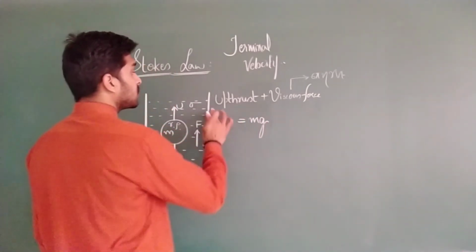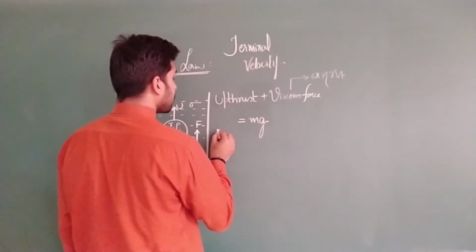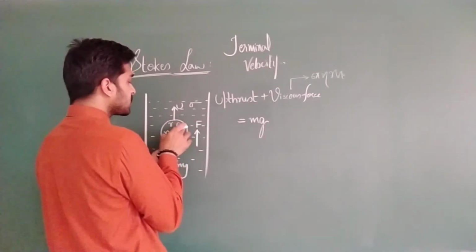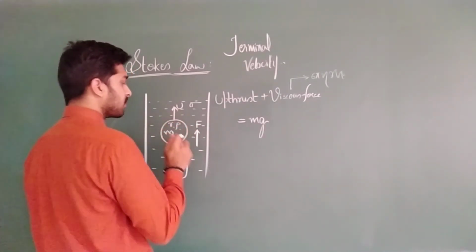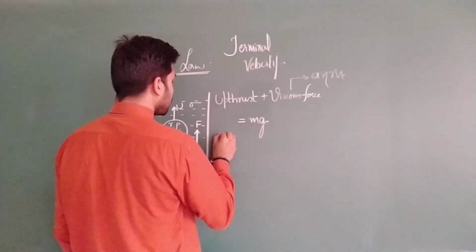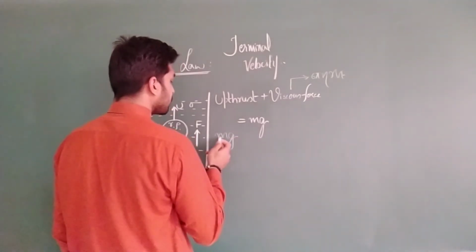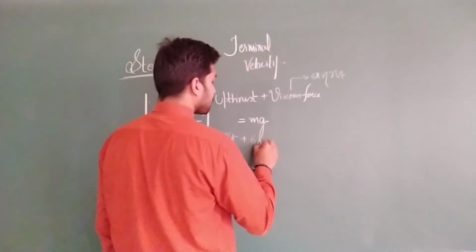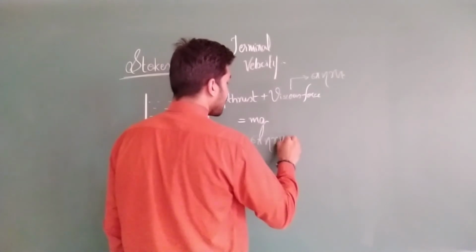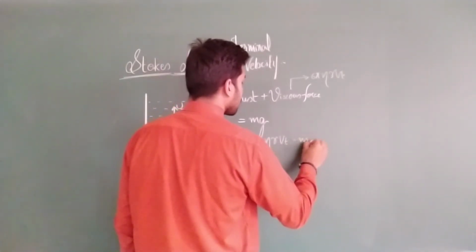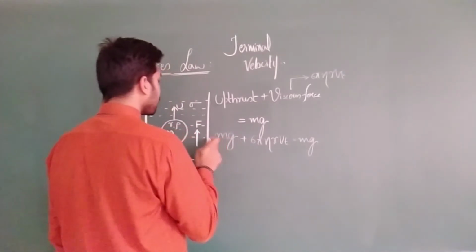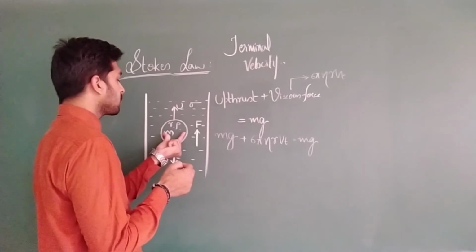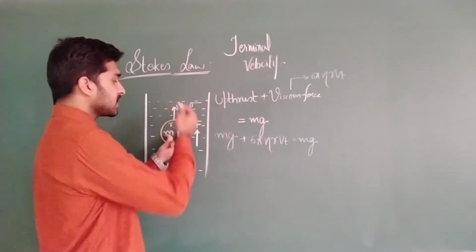Clear? So upthrust is simply the weight of the liquid displaced by this spherical body. That is nothing but m into g, plus the viscous force, 6 pi eta r v_T, is equal to mg. So here, for the liquid, what can I write for the mass in place of this spherical ball? How is the liquid getting displaced?